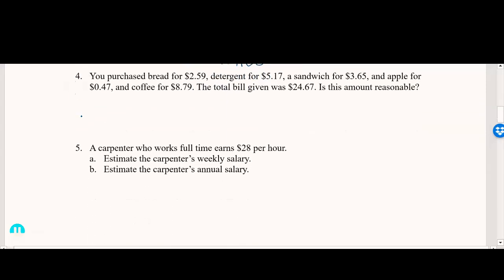All right, let's go to number 4. This says that you purchased bread for $2.59, detergent for $5.17, a sandwich for $3.65, an apple for 47 cents, and coffee for $8.79. The total bill given to you was $24.67. Is this amount reasonable?